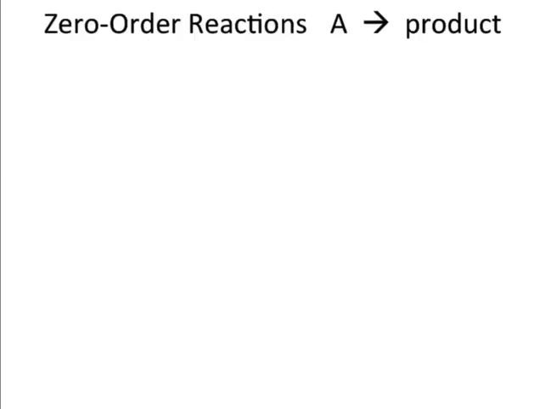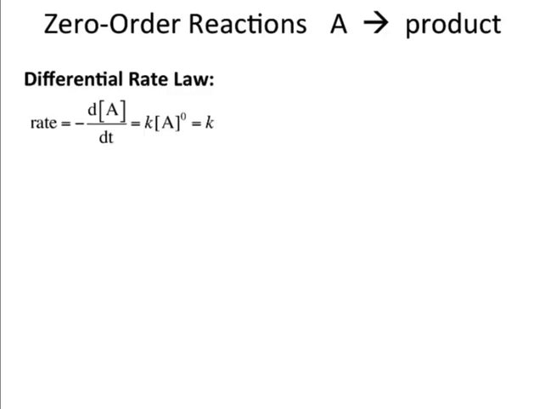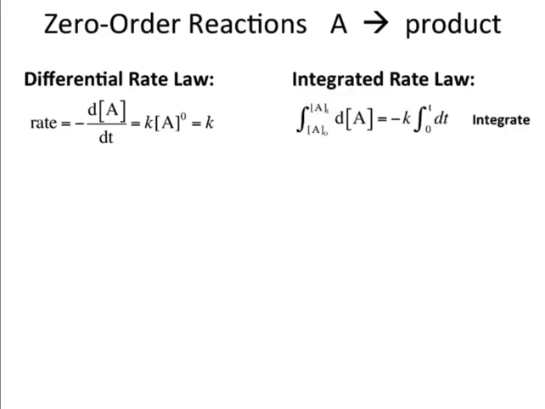Okay, so let's also talk about zero order reactions. And we'll, again, limit our discussion to a single reactant. All right, so here's what the differential rate law looks like. Rate is equal to k times concentration of A to the 0. Now, we can integrate this just as well. And when we do that, we get this result.